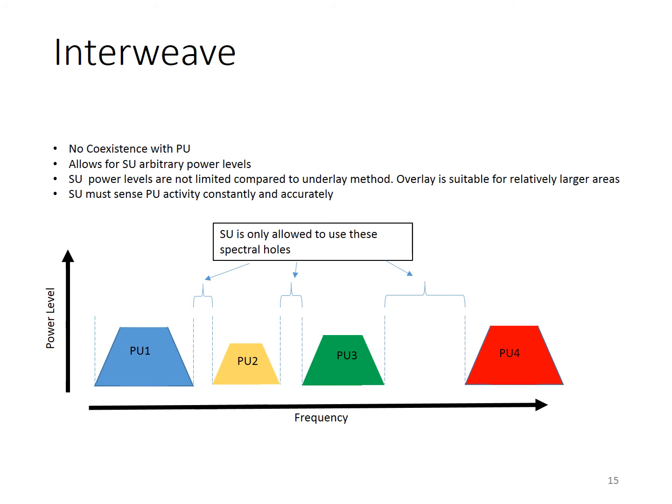Interweave is a third approach in which secondary users occupy frequencies that are not used by primary users. In contrast to the overlay approach, secondary and primary users do not occupy the same frequencies within a short period of time. There is no coordination between secondary and primary users. Secondary users must sense and avoid primary user transmissions. Interweave does not inherently limit secondary user transmitting power, so it is suitable for use in large areas.